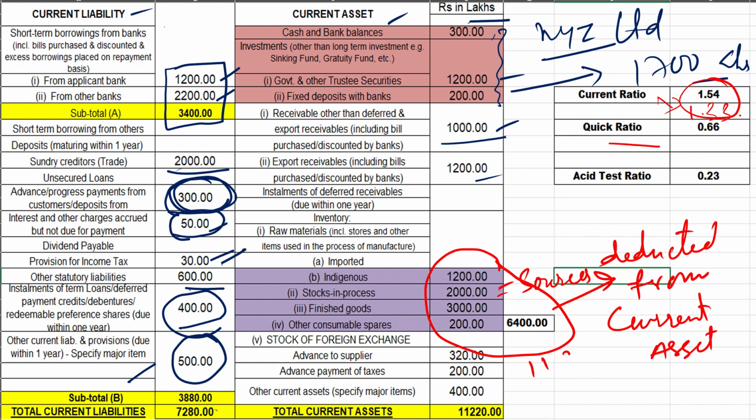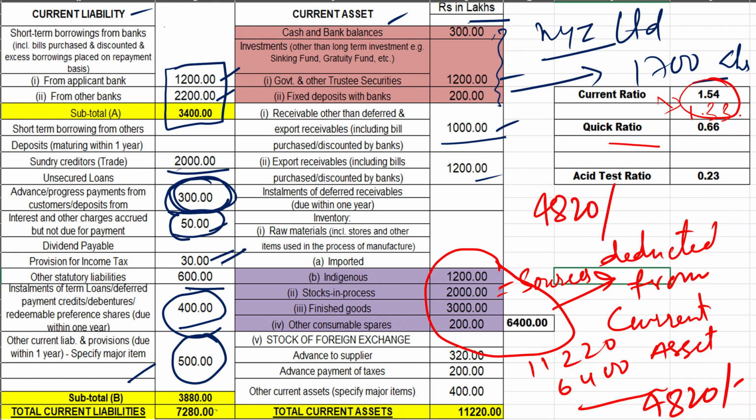So our current asset will be 6,400. We will deduct it. So it will come around 4820. So 4820 divided by 7280, and this will be equal to 0.66.